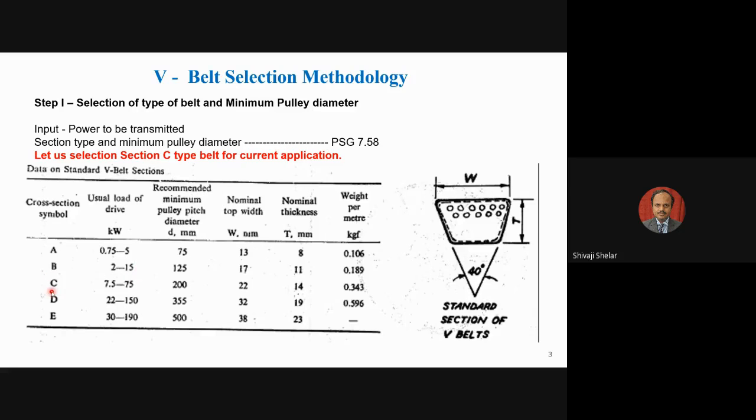The correct range will be between 7.5 to 75. So we can select type C section, which may cover the extra power required for the transmission also. If you select type B, then the limiting value is 15. So if you require say 17 or 18 kilowatt, then this cannot be used. If there is an overload in the application, the power requirement will increase.